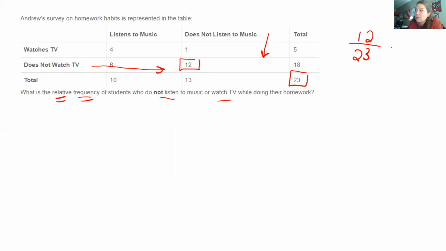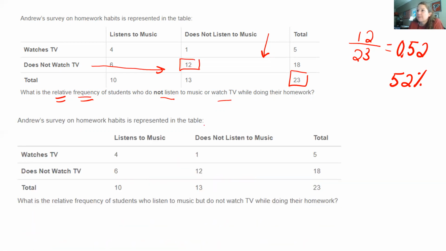So a fraction is an appropriate answer, and that one's already simplified. Or I could also answer with a decimal. 12 divided by 23 is 0.52, rounded to the hundredths, or a percentage. I would move my decimal 2 places to the right, and I would say a little over half of them, right? A little more than 50% of people do not watch TV or listen to music while they're doing homework. And that's how you find relative frequency.